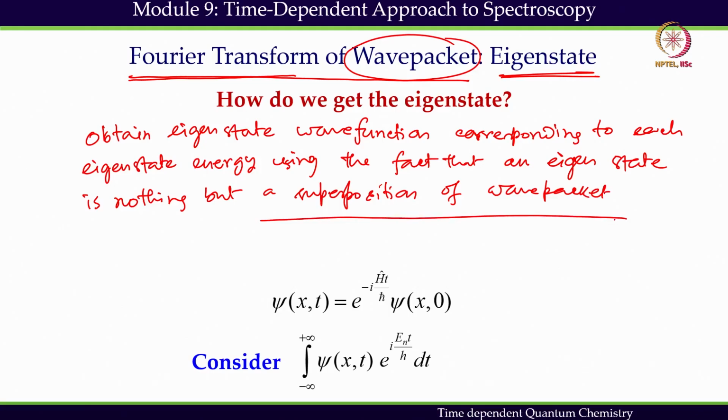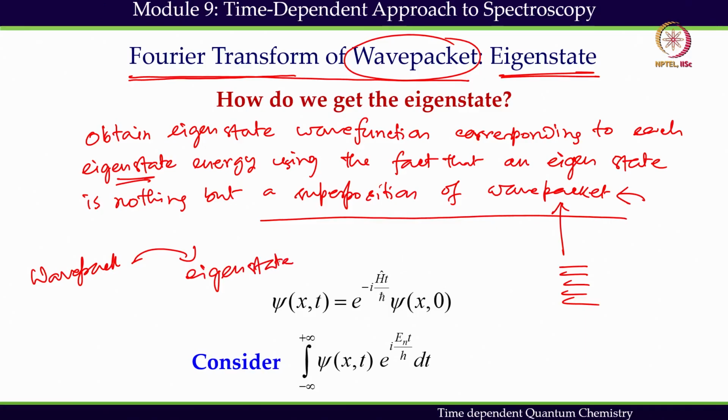So far we have seen that a wave packet is created by taking a superposition of stationary states. Similarly, there is another theorem which can be proved, that if we take the linear combination of the wave packets, I get back the eigenstate. So both are possible. Wave packet to eigenstate conversion is possible by taking a linear combination of wave packets, and a wave packet can be constructed by taking a linear combination of the eigenstates. Both are possible.